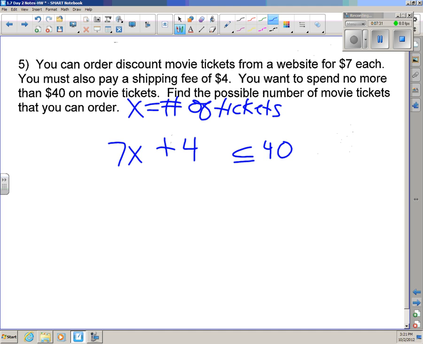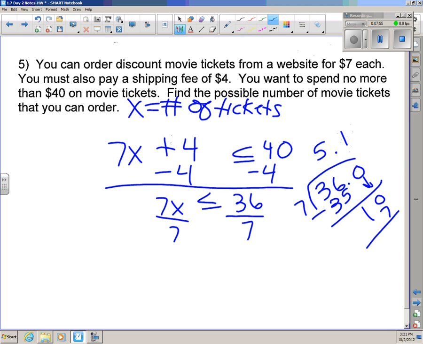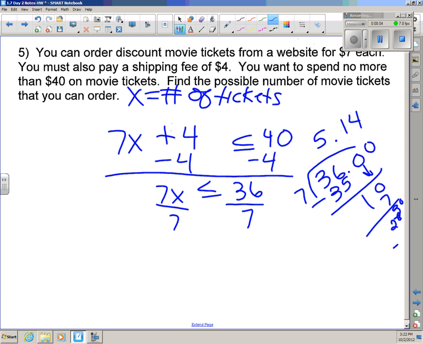When you solve this, you subtract $4. So by taking out the shipping fee, you really can only spend $36. When you divide both sides by 7, it doesn't go in evenly. Let's see what happens here. 7 into 36.0. 7 times 5 is 35. Subtract, get 1, carry down the 0. Bring up your decimal point. 5.1, and then another 0, another 0, and then we could go to 4. So we can see that we're not going to get any sort of whole number. So we've got this answer: x is less than or equal to 5.14 and some other stuff.